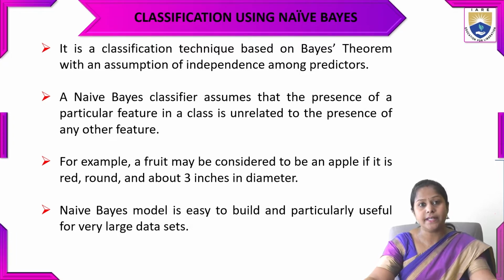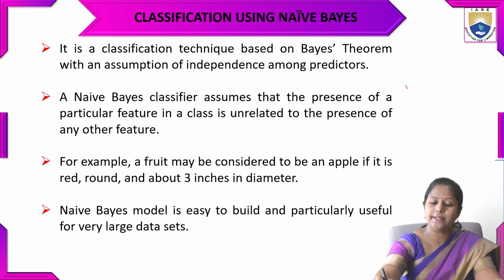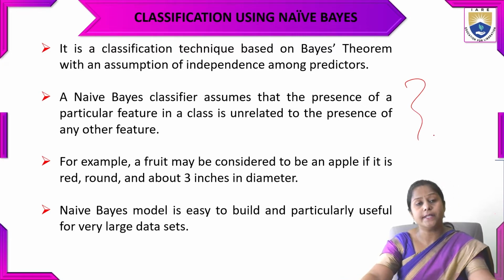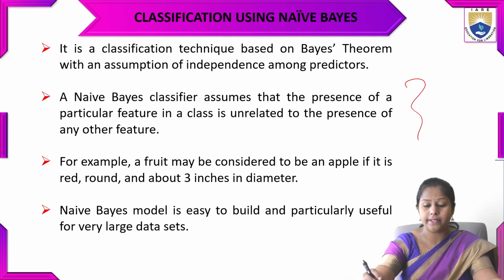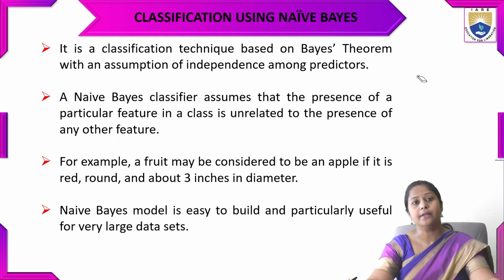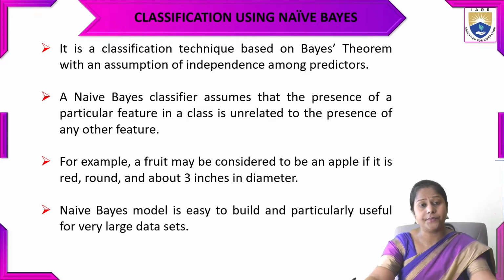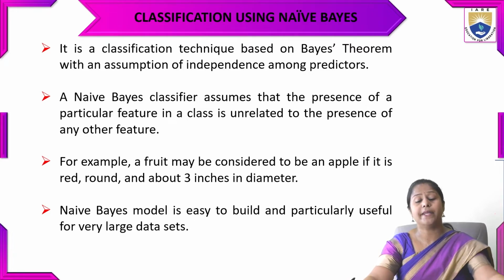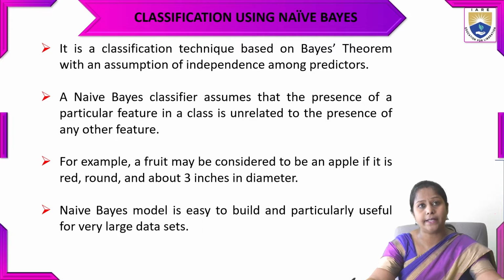So what is naive Bayes basics? Naive Bayes is a classifier that assumes that the presence of a particular feature in a class is unrelated to the presence of any other feature, right? So it is a classification technique based on the Bayes theorem in probability with an assumption of independence among predictors, right?